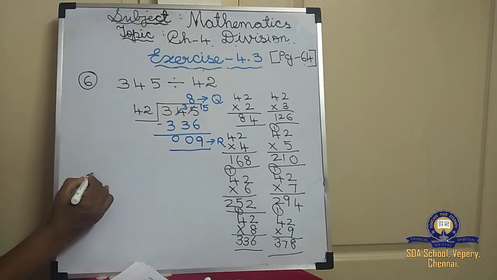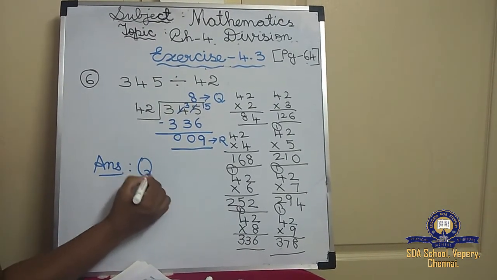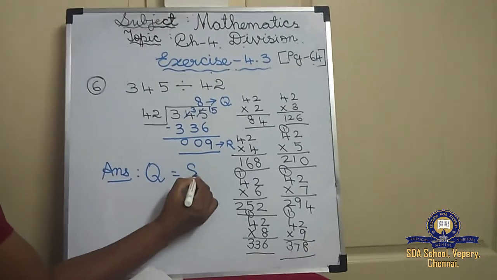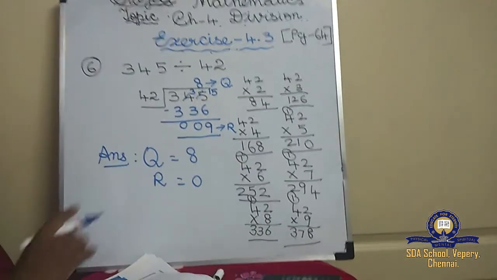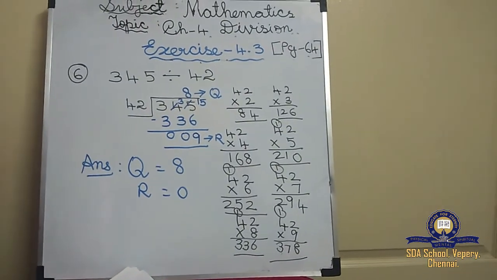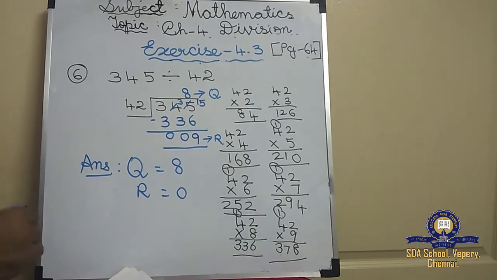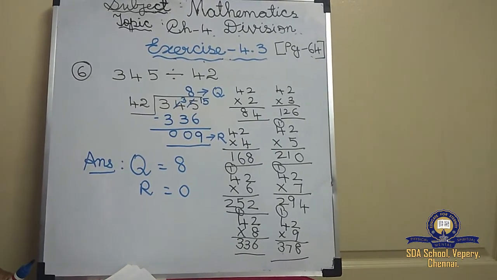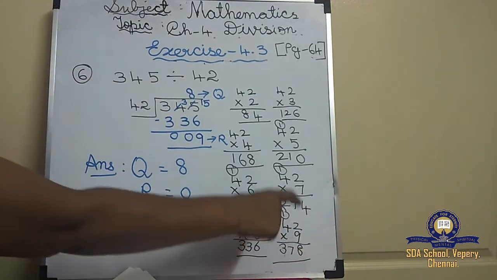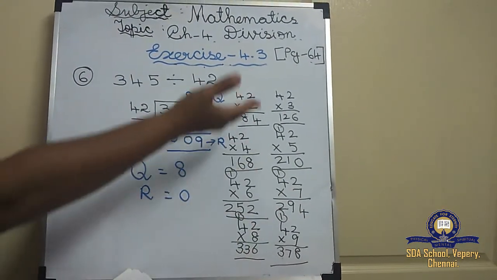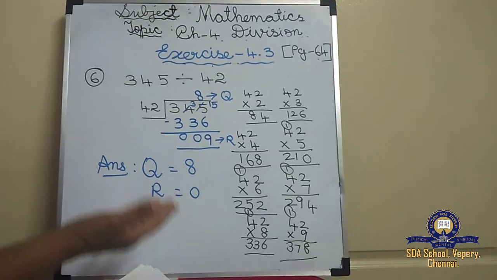So you have to write the answer. Quotient is equal to 8 and remainder is equal to 9. Understood, children? See, don't forget to write like this. If you do the sums like this only, it will be very easy for you. If you don't write like this, you can't find out the answer.